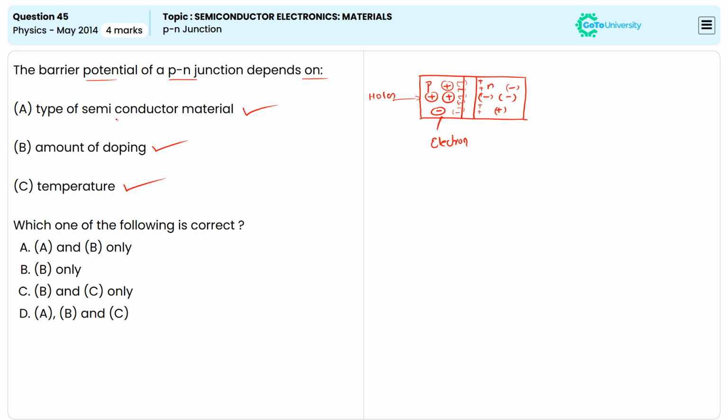So all these three points are correct. Then we can choose option D: A, B and C are correct. Option D is the right answer here.